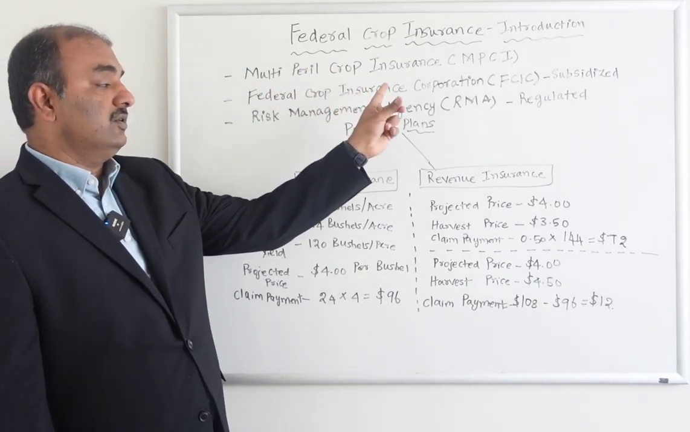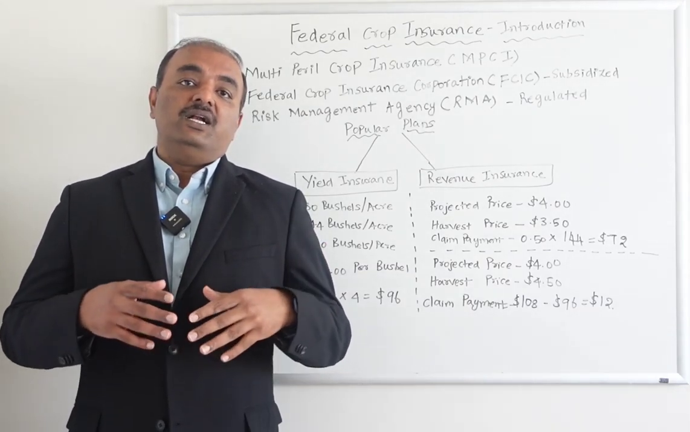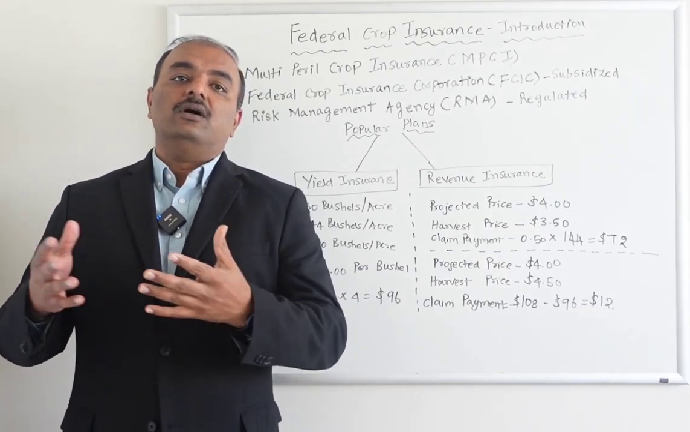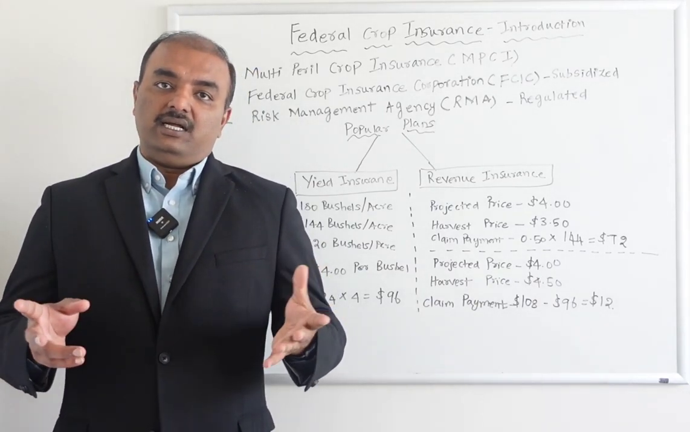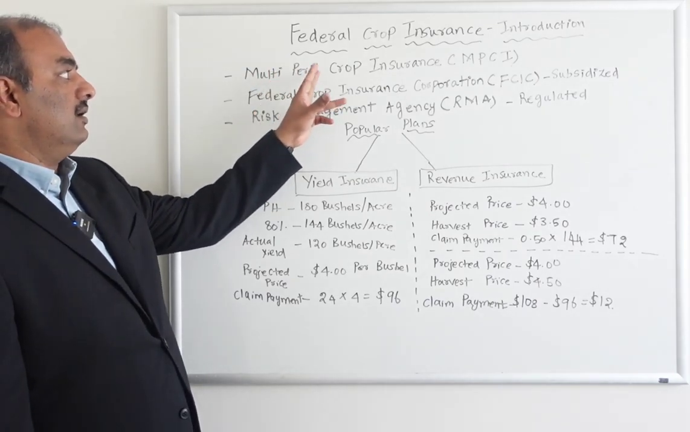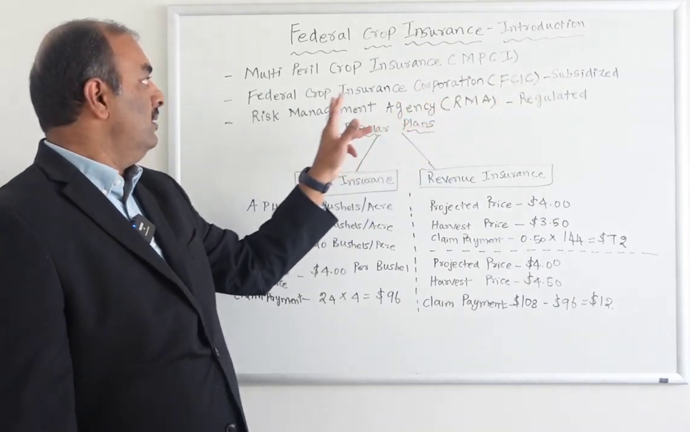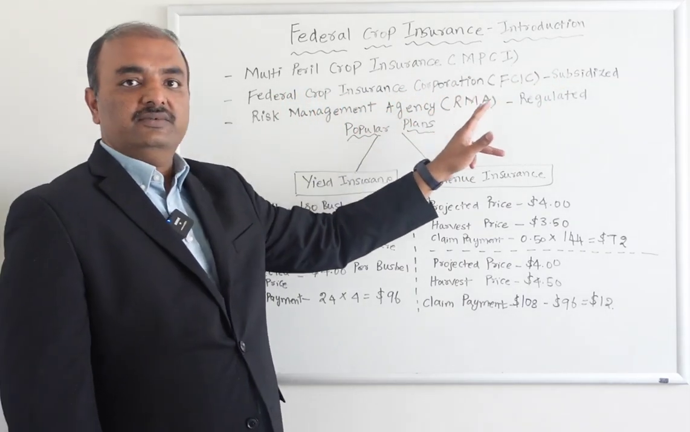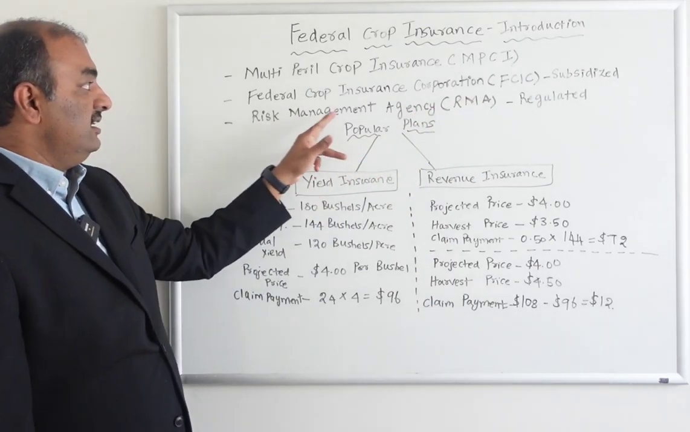multi-peril crop insurance, which means, we know what we mean by peril. It's a cause of loss. When you say multiple peril, it means multiple causes of loss, it could be fire, drought, insects, etc. So whenever you see a plan which says multi-peril crop insurance, it is being subsidized by the Federal Crop Insurance Corporation, which is from the federal government, and regulated by the Risk Management Agency.